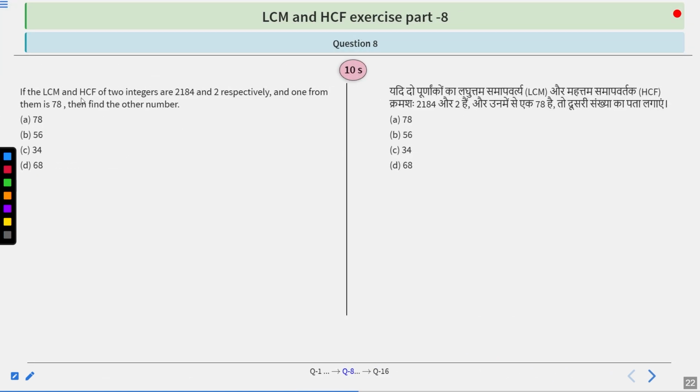If the LCM and HCF of two integers are 2,184 and 2 respectively, and one of them is 78, then find the other number. And options are option number A 78, option number B 56, option number C 34, and option number D 68. And I'm giving you 10 seconds to find out the correct answer. After that, I will do the solution.